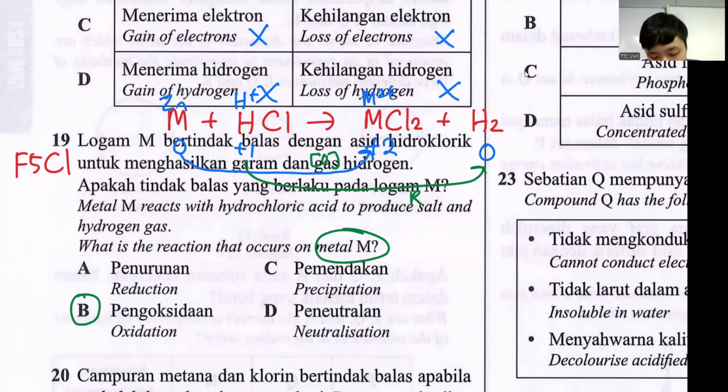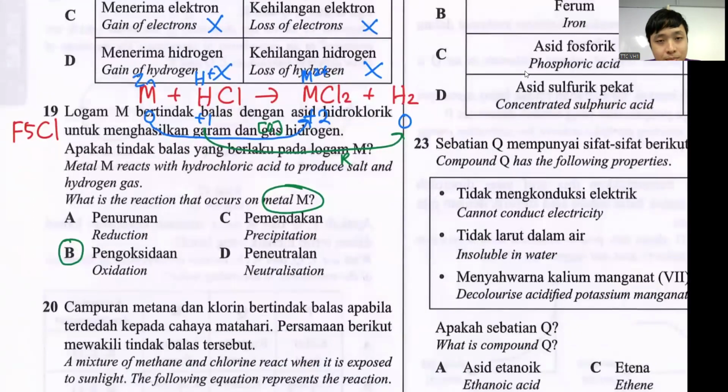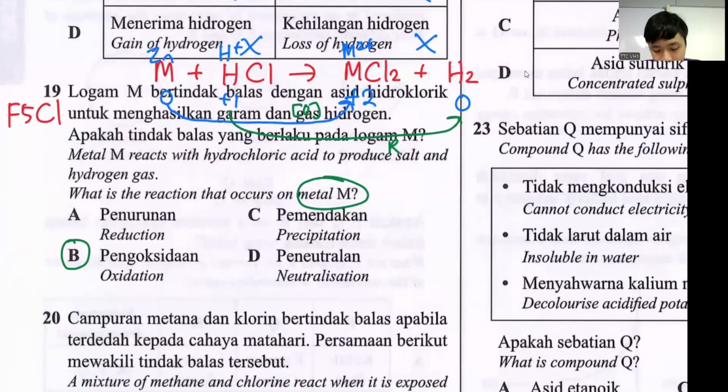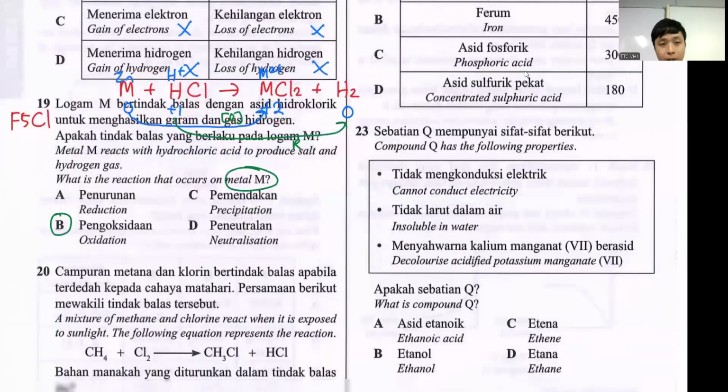Why is it 0? Because normally an atom alone is 0, no charge. Here, the M is 2 plus. Can be 1 plus, can be 2 plus, doesn't matter. The oxidation number increases. Okay?